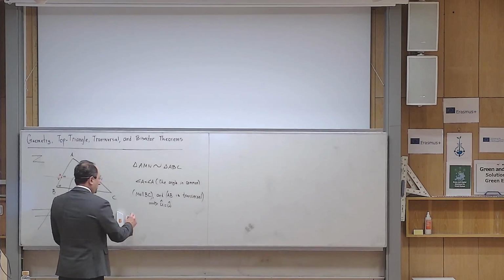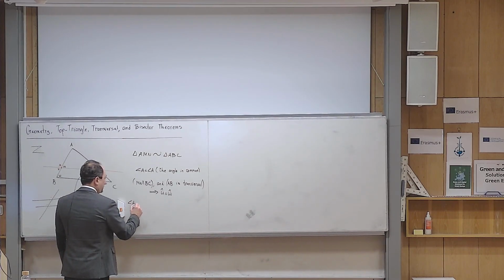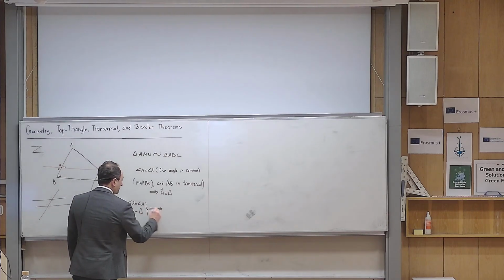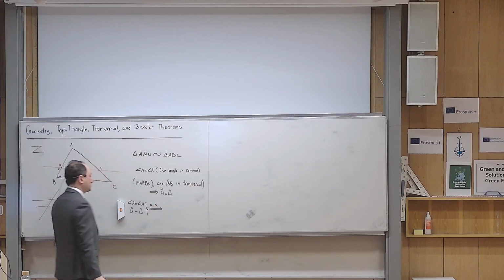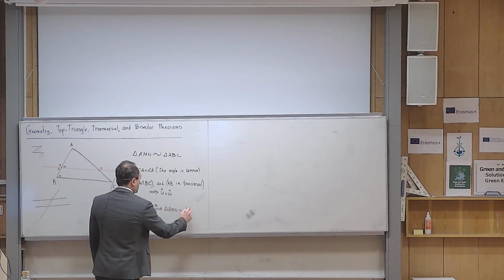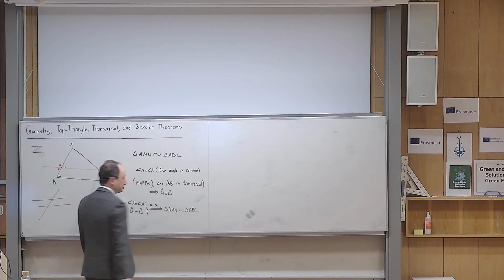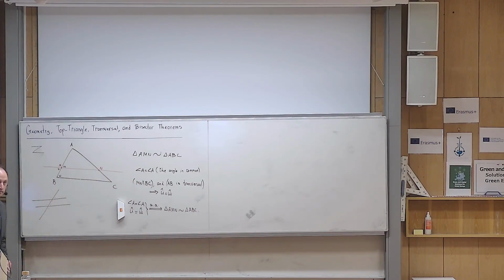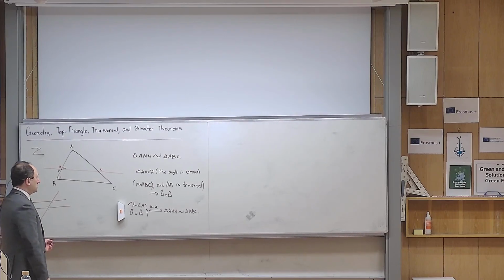Now I would say that angle A is equal to angle A, angle U is equal to angle W. So by the angle theorem, do you remember we summarized it as the AA theorem? This means that the triangle AMN is similar to triangle ABC. Yes? No, but this is the proof of the theorem. Mainly, you need to use it in problems.